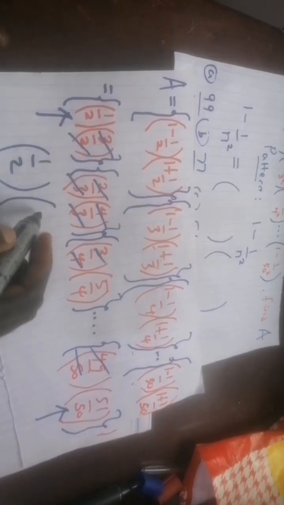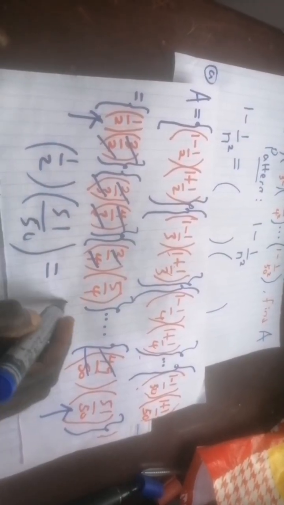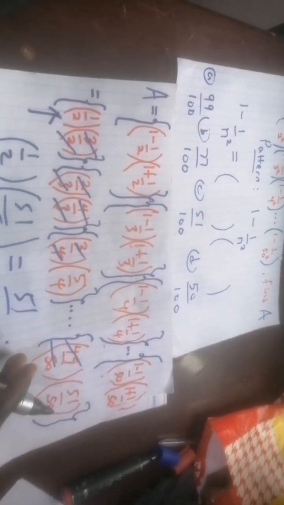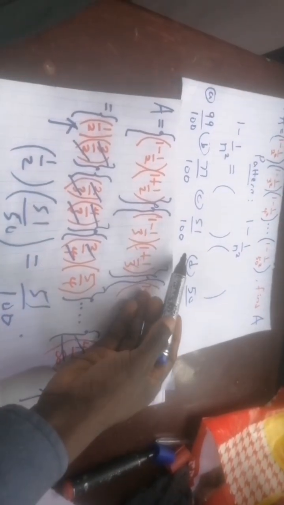So the first one is a half. And the last one is what? 51 over 50. So what do you think is the answer? 51 over 100. And that is all. So let's confirm now. Let's check. Which of the options is correct? Option C. And that's it.